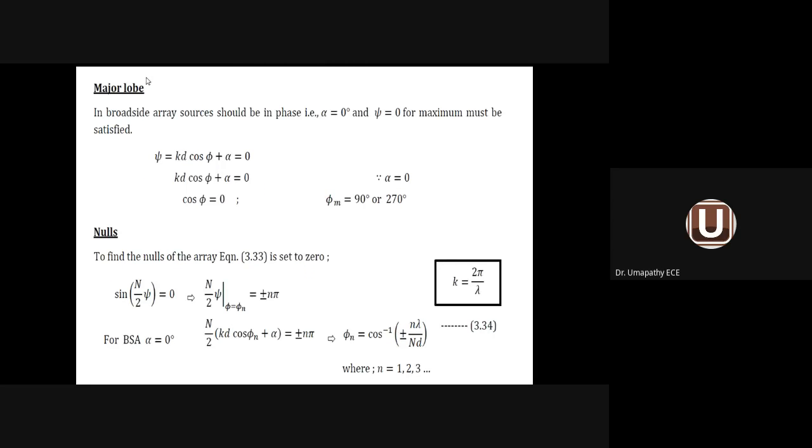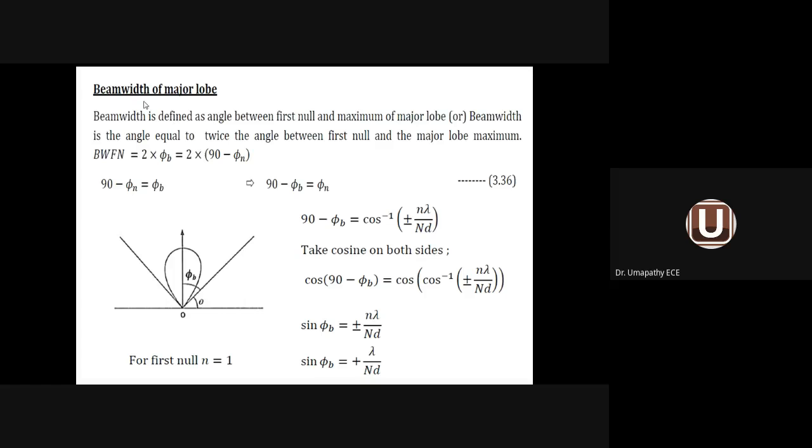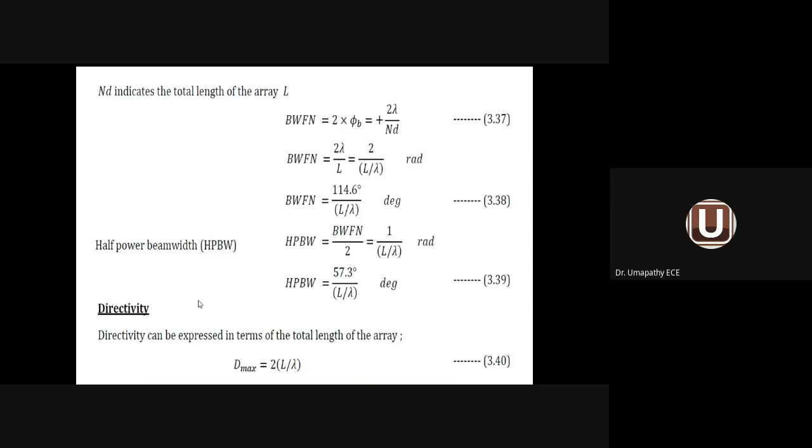One is the major lobe, that is the maxima angle. Second one is the null point, null angle. Third one is secondary maxima. Secondary maxima means maximum for the minor lobe. Then fourth one is beam width of the major lobe. Fifth one, directivity. Similarly, these 5 parameters we are going to calculate for end-fire array.